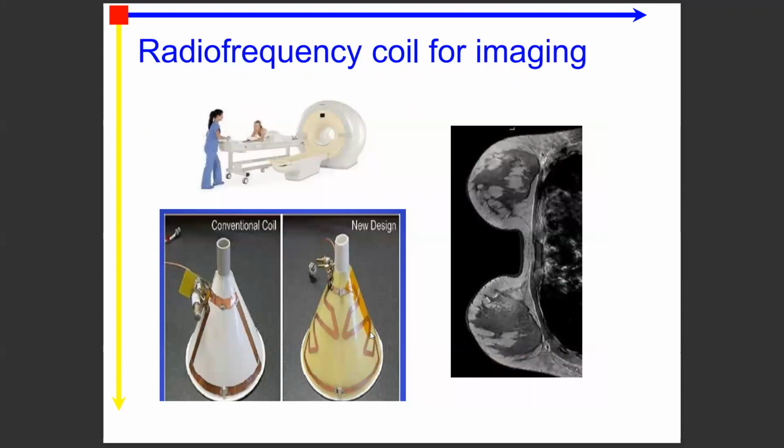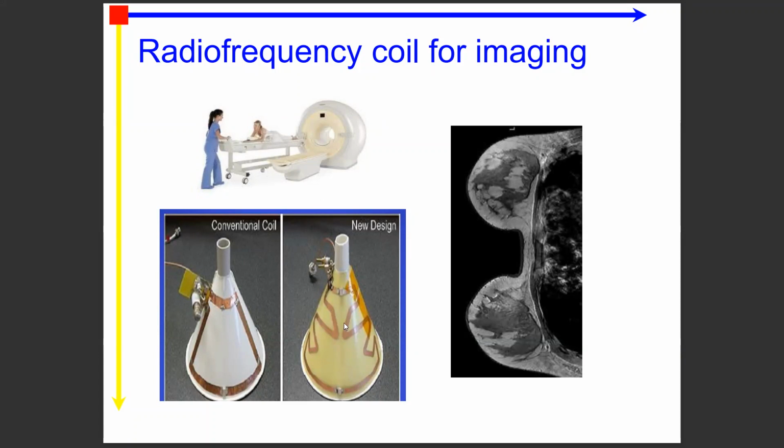Here is another example, for RF radio frequency antennas. If the field strength is 1 Tesla, you would typically have about 42.58 megahertz frequency. If you have 1.5 Tesla, it's about 64 megahertz. And then 3 Tesla, 128 megahertz. So frequency scales linearly with field strength.